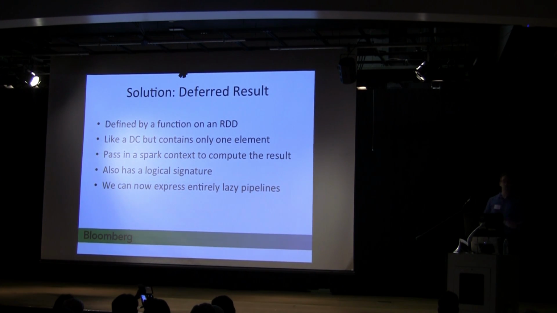So this is the other reason why it makes sense to build on top of Spark: we want a way to define this lazily. Here's another abstraction, called a deferred result. It's defined by a function under RDD. It's like a DC, but it only ever has one thing in it. Similarly, you pass in a Spark context to get that result. It also has a logical signature. And with this, we can express entirely lazy pipelines.